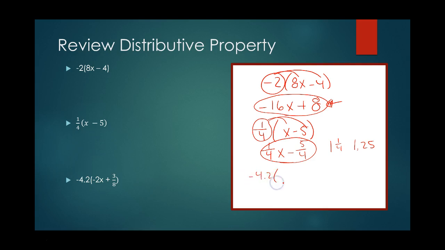And the next one has a decimal outside and a fraction inside. So we still distribute. So negative 4.2 times a negative 2 gives you a positive 8.4x. And then a negative 4.2 times a positive 3/8 gives you a negative 1.575. And again, they're not like terms, so we'll leave it at that. So just remember, distribute everything inside. Watch for your negative times negatives. Subtractions and negatives are interchangeable.